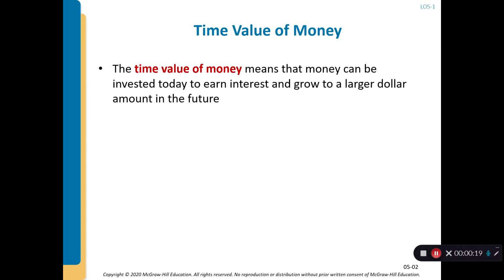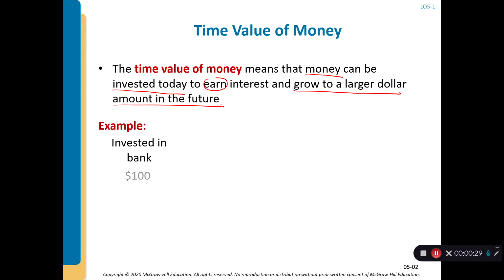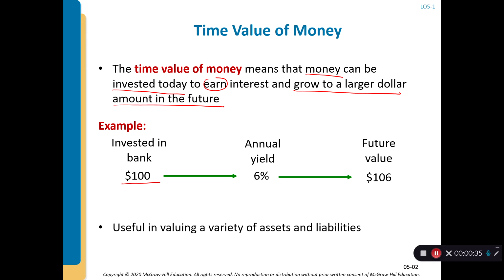The time value of money simply means that money can be invested today to earn interest and grow to a larger dollar amount in the future. For example, you invest $100 in the bank today, and the interest return is about 6%. That means in the future, this money can go to $106.